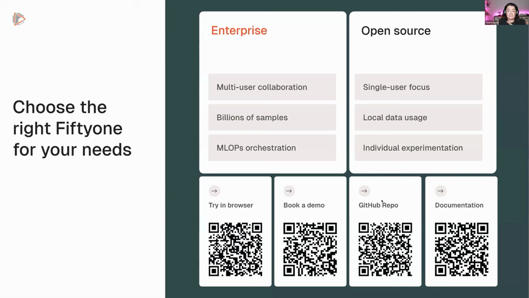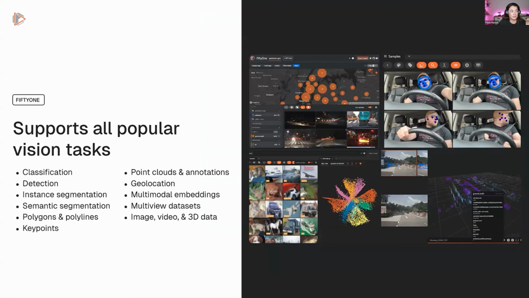The enterprise is for different kinds of users. If you have billions of samples in the cloud, with different providers, you need a seamless connection with MLOps orchestration, or you have multiple user collaboration, you need to use the enterprise. In that case, if you are interested, you can book a demo or try FiftyOne in your browser. You can take a picture of that, scan the QR code if you already have the slides, so you can click over there.